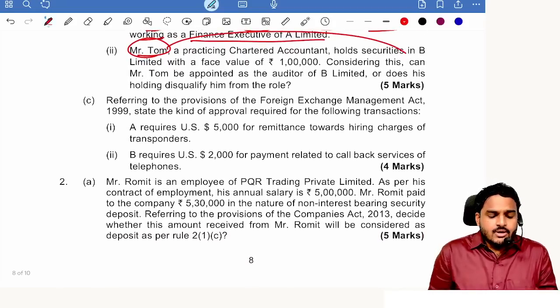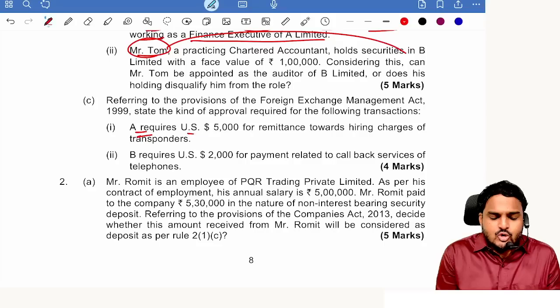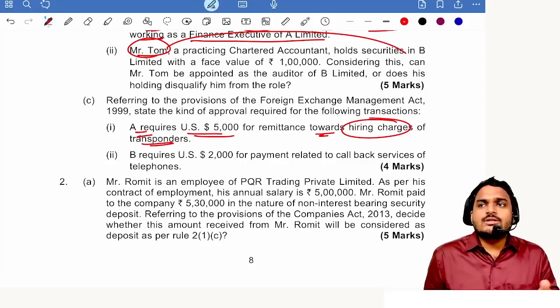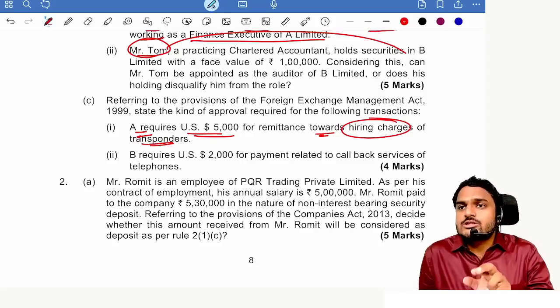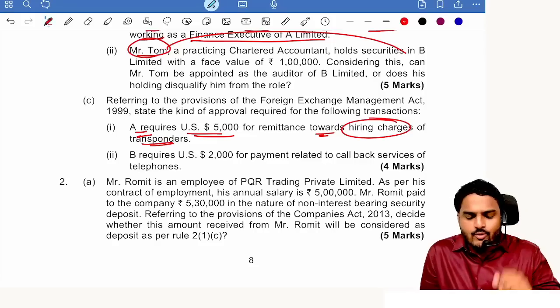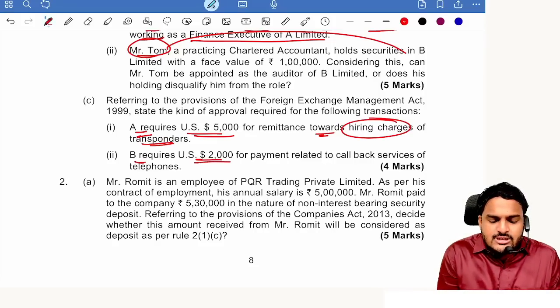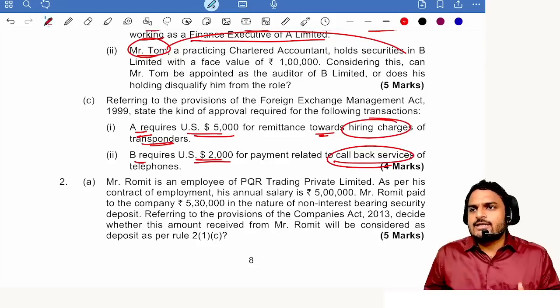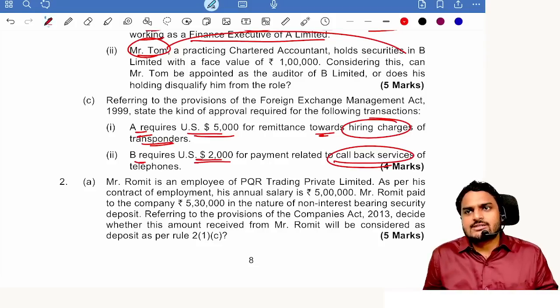Next one. FEMA. A requires US $5,000 for remittances towards hiring charges of transponders. Tell me, Schedule 1 or 2 or 3? Schedule 2. Prior intimation. Prior approval of the Government of India is required. B requires 2000 USD for payment related to callback services. Schedule 1, prohibited service. Prohibited current account transactions.